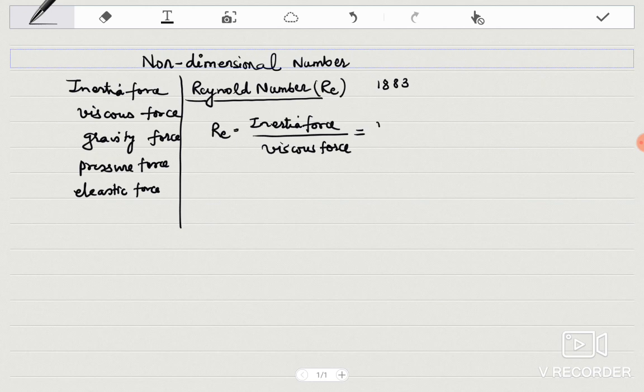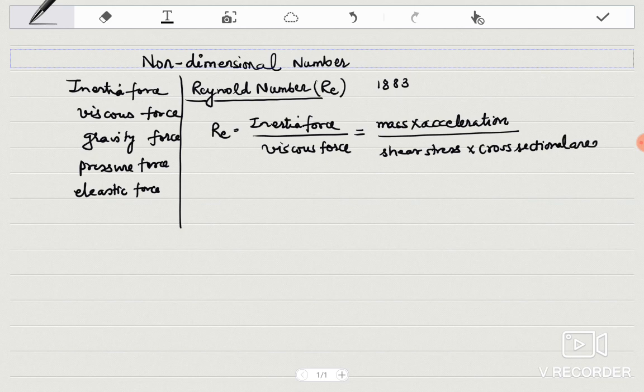You may write inertia force as mass into acceleration, and viscous force as shear stress into cross-sectional area. Now this mass is further density into volume, because density is mass per unit volume, so mass can be written as density into volume, and this acceleration may be written as velocity divided by time.